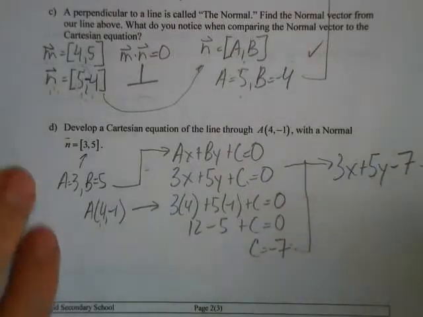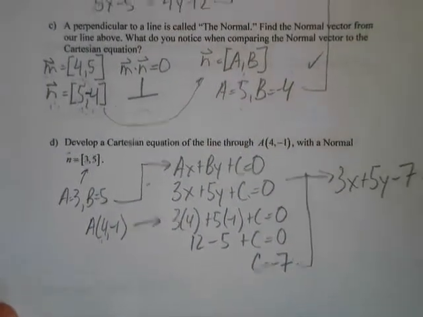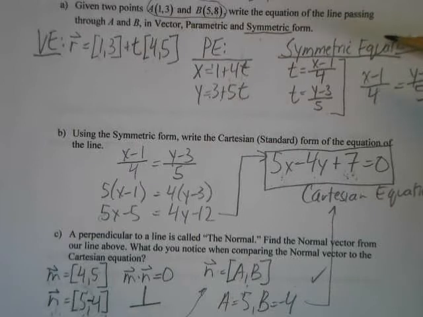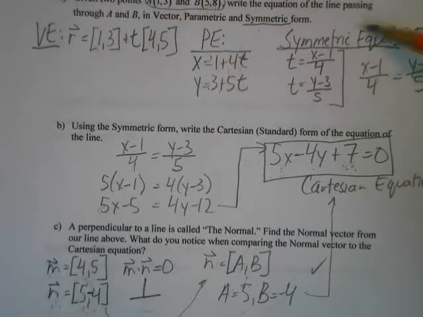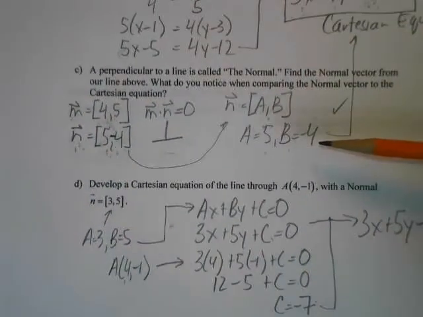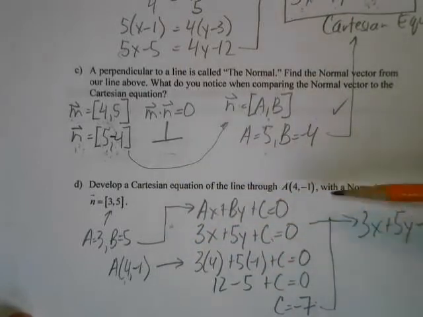Okay, so you can see we basically discovered two ways to make a Cartesian equation of a line. One is to start with the symmetric equations and just rearrange. And the other one was to get the normal of the line and a point, and that's all we needed.